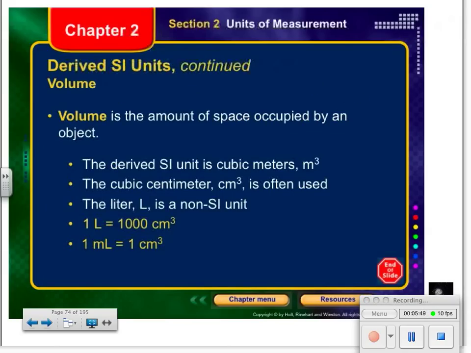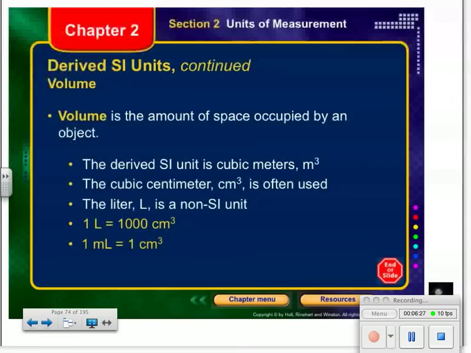For example, volume. Volume is the amount of space occupied by an object. The derived unit is the cubic meter. The cubic centimeter is often used, and the liter is a non-SI unit. There's way too much information here. One cubic meter. How big is a cubic meter? It's pretty big. Imagine my arms, that's about a meter this way, a meter this way, and a meter this way. That's a lot. And that's volume.